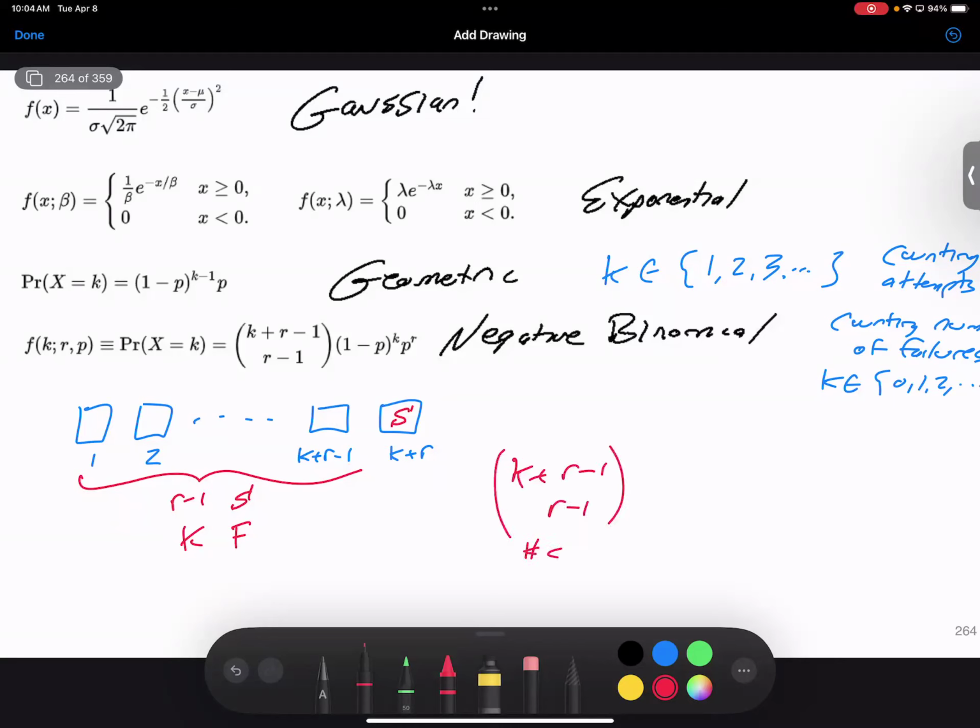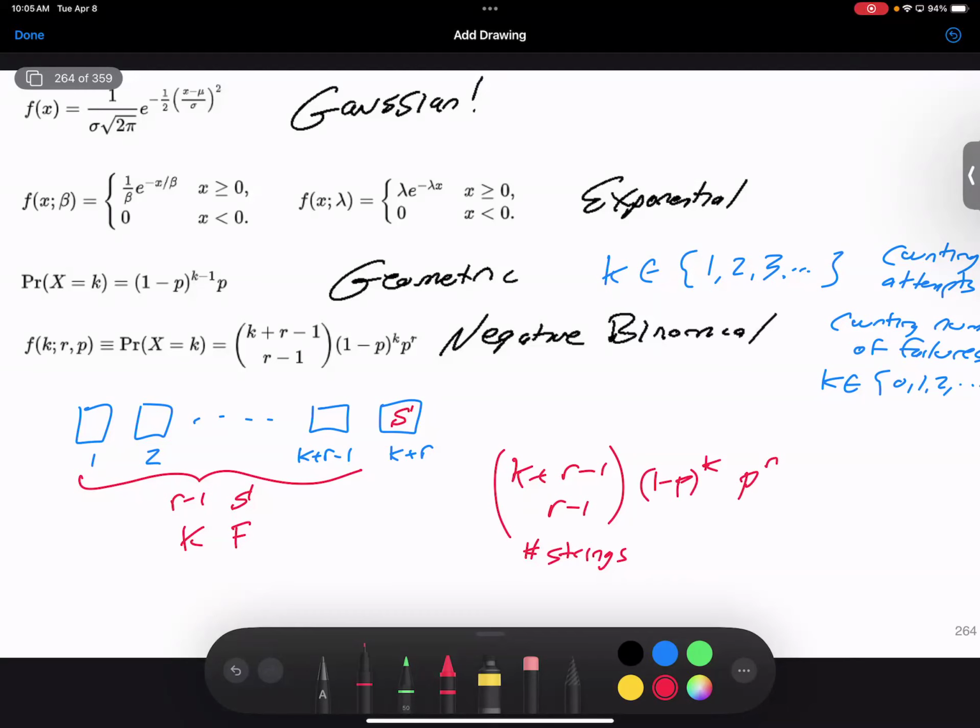This is the number of strings. Now, each string has the same probability. I don't have a different probability of a success later or earlier. In a lot of things in life, that's not true. You might get tired, right? What's the probability? Well, I have k failures, that's 1 minus p. And then I have r minus 1 successes in the first group, and then one success at the end. So I have r successes total. And that's where the formula comes from.